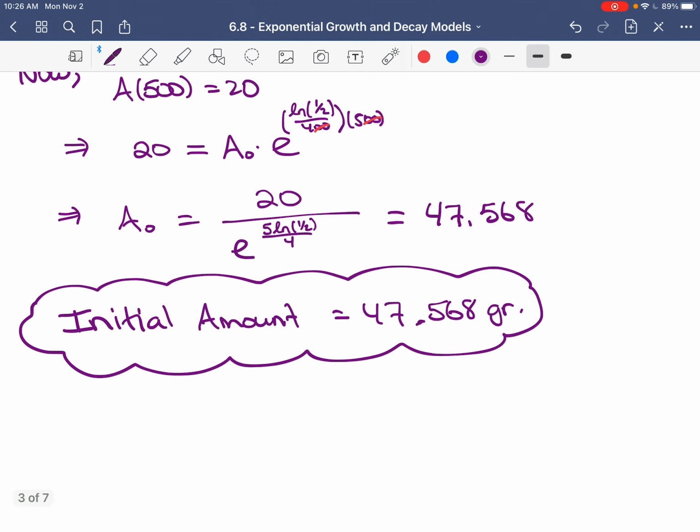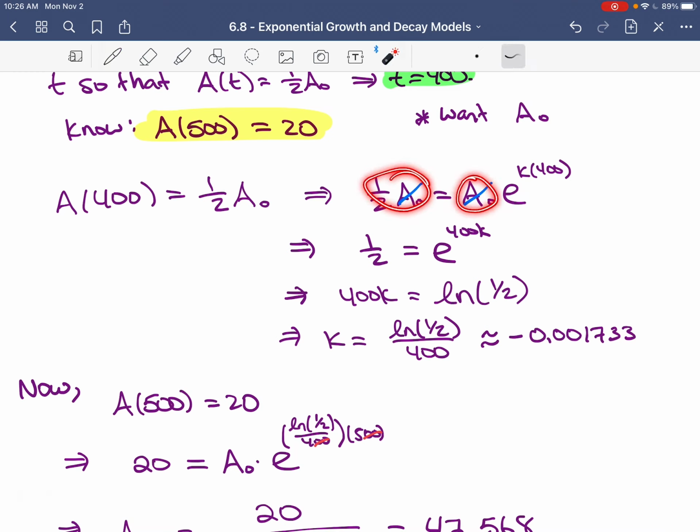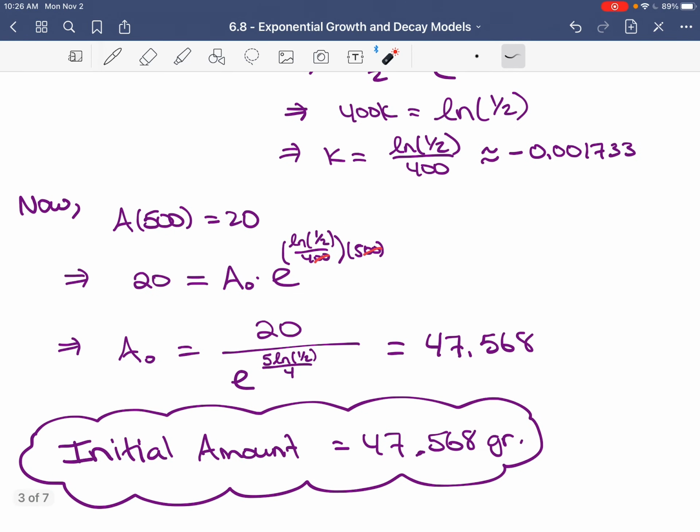So basically we use the half-life to find the k value, because the half-life doesn't depend on the initial amount. That means we don't actually need to know the initial amount. So that takes out that variable, and we only have the k variable left, so we can solve for k. Once we have k, the only variable we have left is the initial amount, which is the thing that we want. So we use the other piece of information that they gave us to find that.